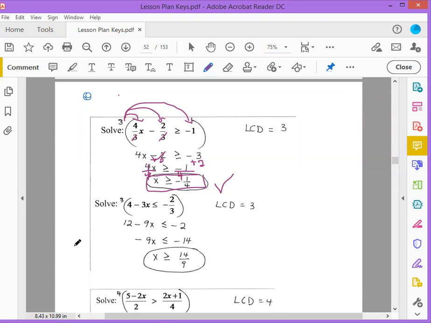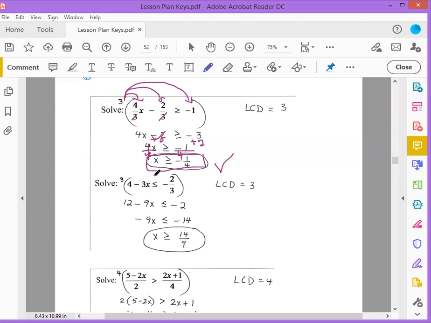The next problem we see: 4 minus 3x less than or equal to negative 2/3. So this 3 in the denominator, we want to get rid of that. The opposite of dividing by 3, we're going to multiply all the terms by 3.